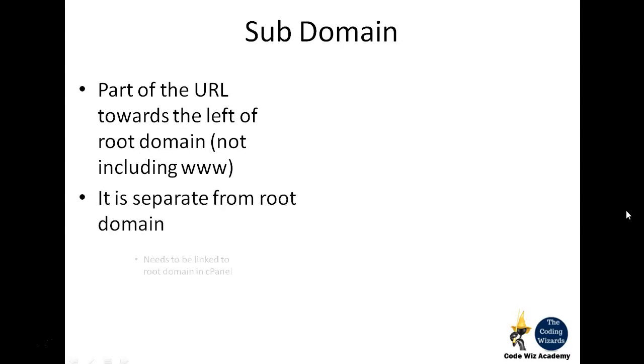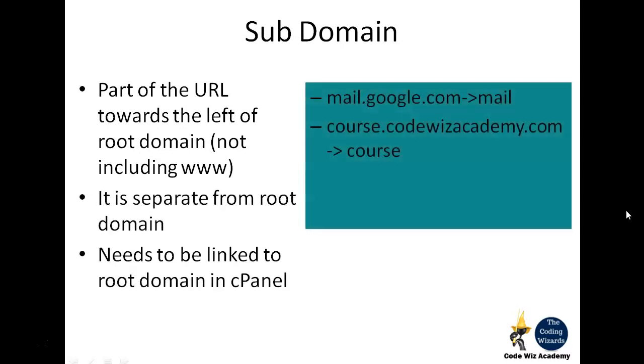What is a subdomain? A subdomain is the part of the URL towards the left of the root domain, not including www. It is separate from the root domain. It needs to be linked to the root domain in the cPanel. For example, mail.google.com. So google.com being the domain name, mail is the subdomain. Similarly, course.codewizacademy.com. In this, course is the subdomain of codewizacademy.com.